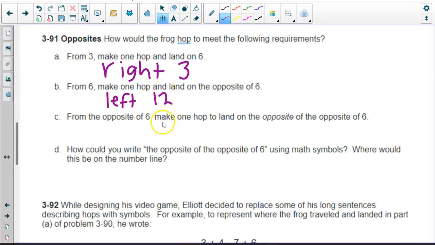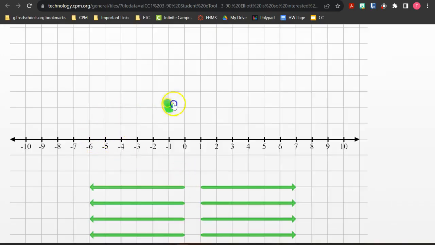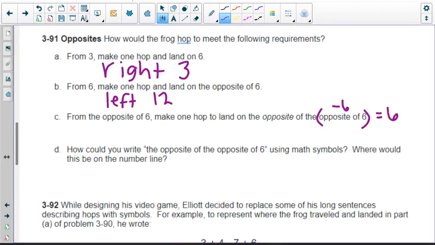From the opposite of 6, make 1 hop to land on the opposite of 6. Whew, that's a lot of words, isn't it? So the opposite of 6, let's look at this piece right here. We said that's -6. The opposite of that would just be 6. So how far and in what direction? He'd have to go 12 to the right. So we're just going back to where he started.